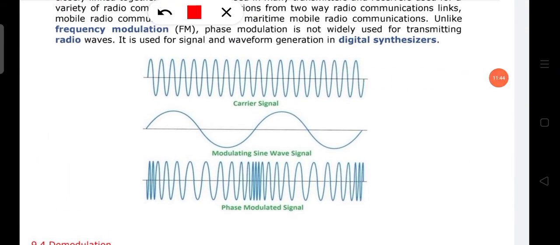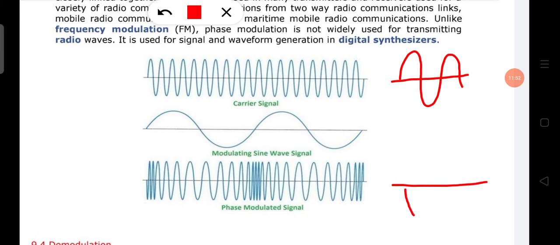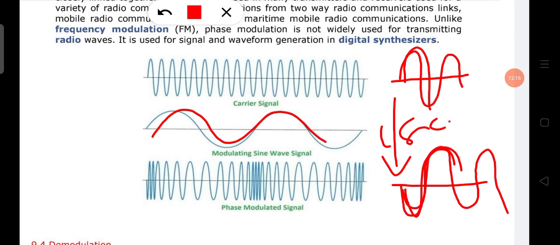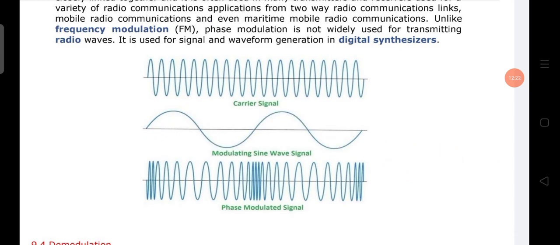This is the phase of the carrier wave, but this is the phase of the modulated wave. So you see the phase is shifted. This one starts from here, and this starts from the opposite, so a 180 degree phase shift is done. So the phase is changed with respect to the message signal. This is called phase shift modulation.